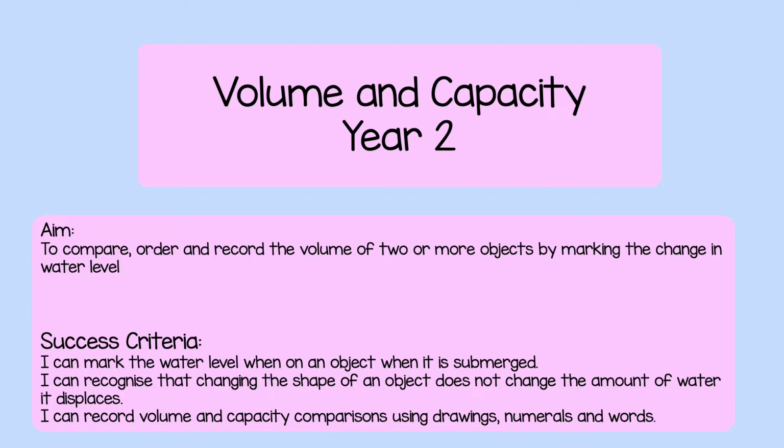So our success criteria, what we're all going to be able to do by the end of the week, is we're going to be able to mark the water level when an object is submerged. And submerged means when the object is fully underneath the water. We're going to be able to recognize that changing the shape of an object does not change the amount of water that it displaces. And we're going to learn more about that word displace later on in this video. We're going to be able to record volume and capacity comparisons using drawings, numerals, and words.